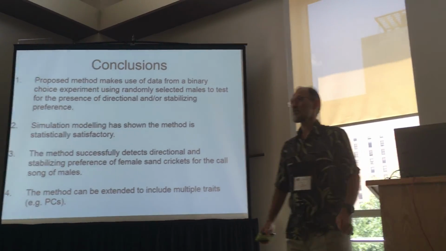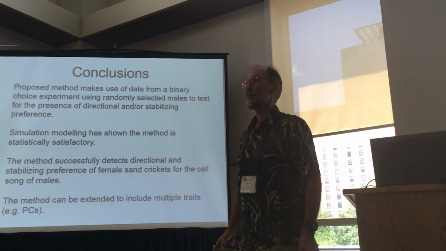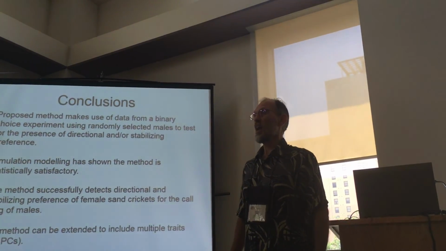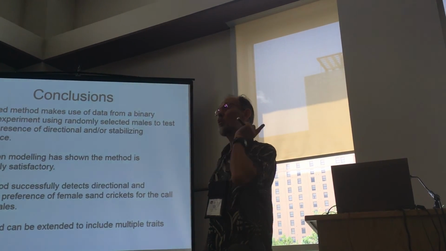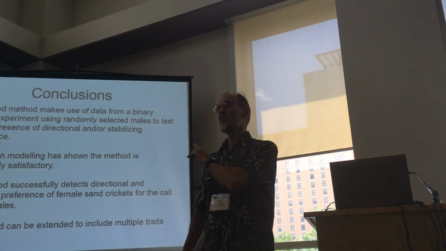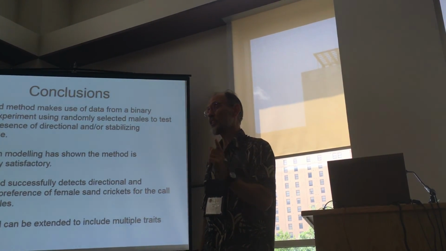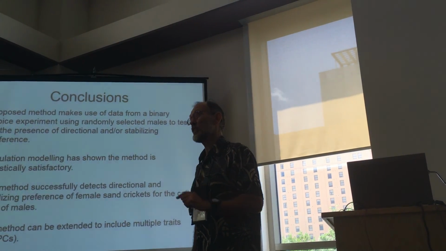Is stabilizing preference estimated marginal to the directional preference? Are they in the model at the same time, or are they separate? They're in the model at the same time. And again, the simulation model has shown you can do it, although when you've got them both active, the significance level for directional preference should be set at the 0.01 level, not the 0.05 level.